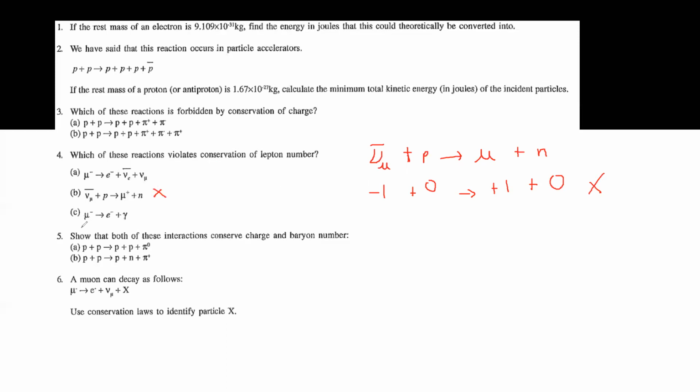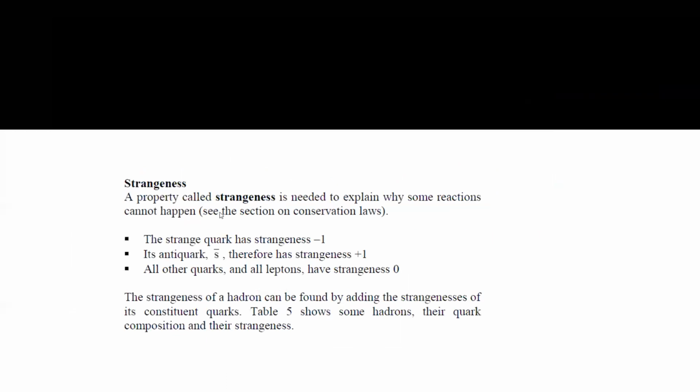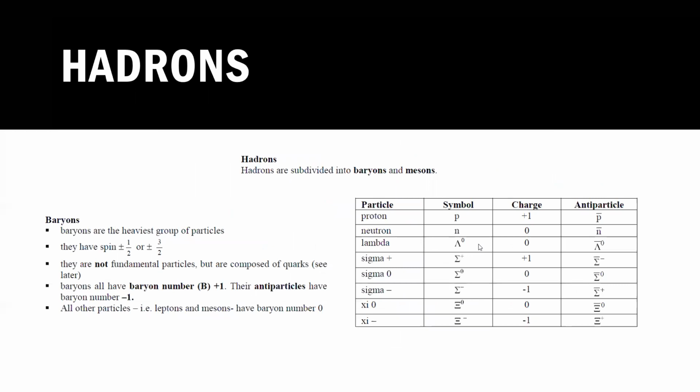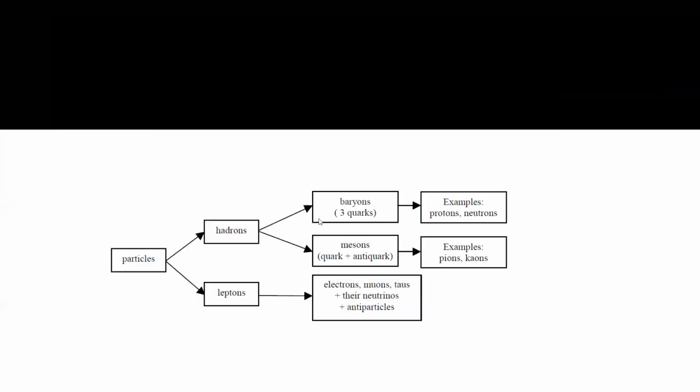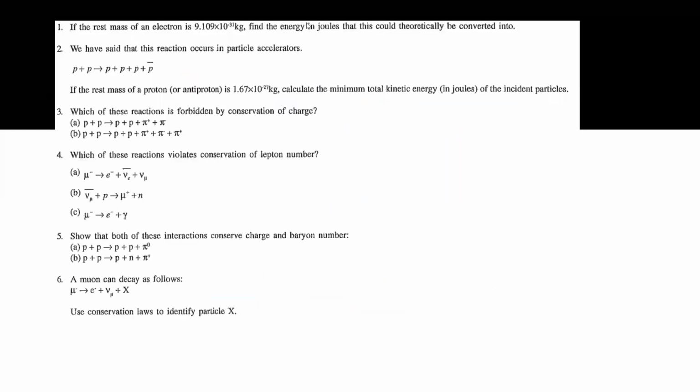And when you check for this one, it is -1, -1, and this is gamma. You can see here the gamma particle is not a lepton. It refers to energy, like a photon. So that's why the lepton number will be 0, so this interaction can also occur.